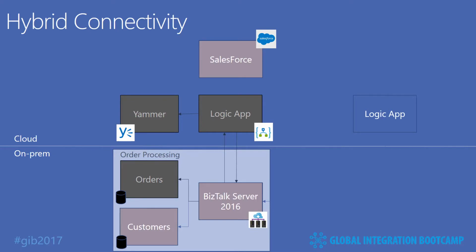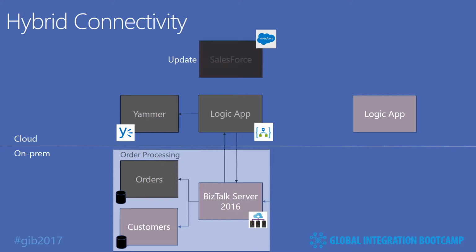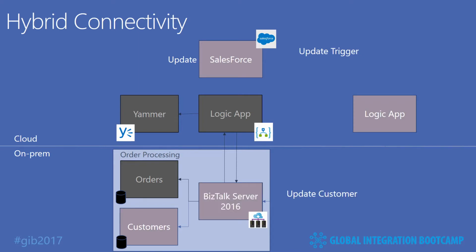Now let's go from the other direction, and let's say that we need to update customer details. This would start from your Salesforce application. You'd update the customer there, and you'd invoke, as a webhook that's triggered by updates, another Logic App, which then uses the BizTalk Connector to send that information back down to your BizTalk server on premises and then store the updated customer information.